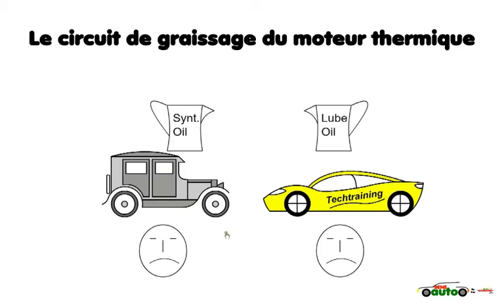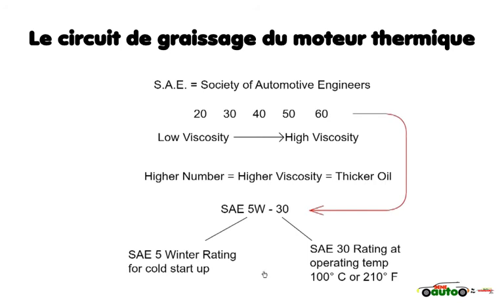When we refer to viscosity, we mean the oil's resistance to flow. It is determined by the SAE number. A low number means a thin oil, while a high number indicates a thick oil. A W indicates the viscosity at a cold temperature, while the standard resistance is measured at engine operating temperature.